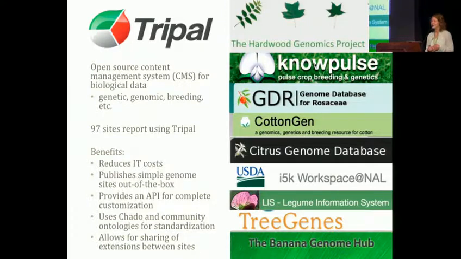We have about 97 sites that report using Tripal as their base software. Some of these you might recognize. I have over to the right. My group works on the hardwood genomics project, but we do have developers in lots of labs. I guess I don't have to tell you about the benefits of a shared code base, having lots of developers from different groups, sharing the burden of development. And it has been quite a successful model. We do have an API. We try to do everything with good quality community standards and store all of our data in the Chado database.